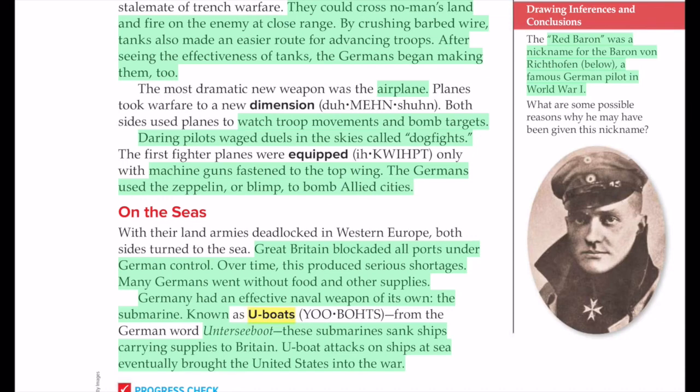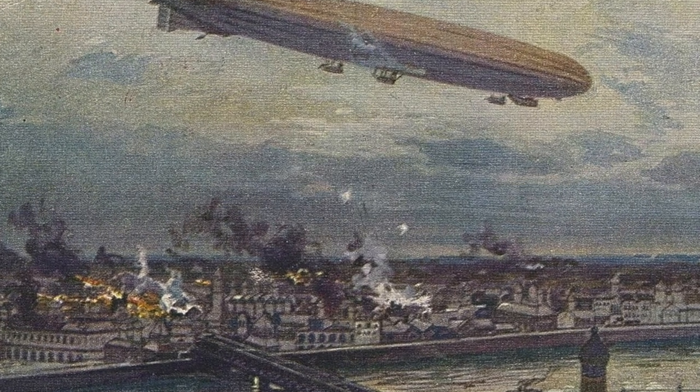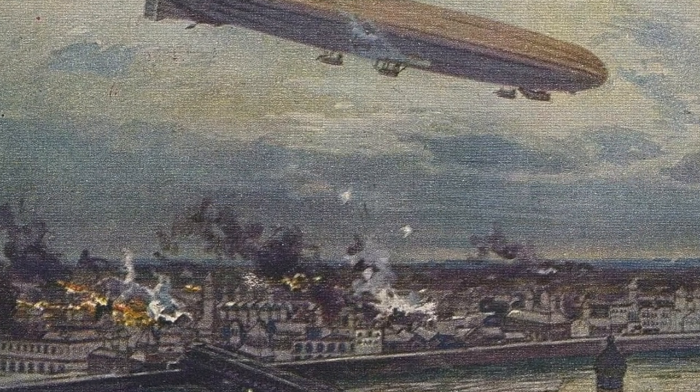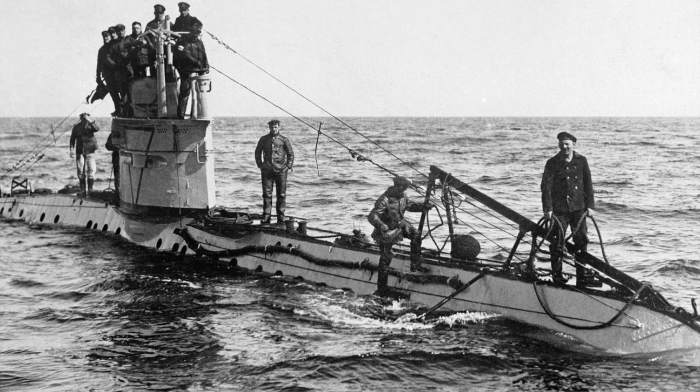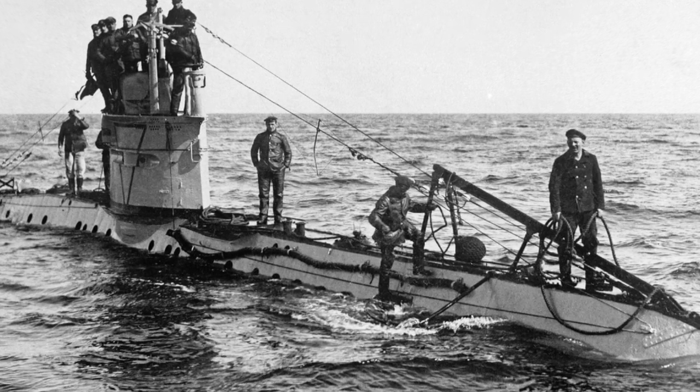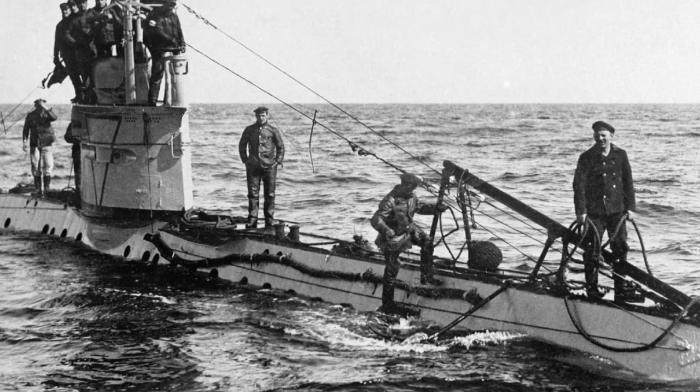And then there's also a Zeppelin, a blimp, which was a new thing the Germans made that they could use to bomb the cities of their enemy. And also submarines. What they called U-boats, or we called them U-boats. The real word is Unterseeboot, which is German for basically submarine.